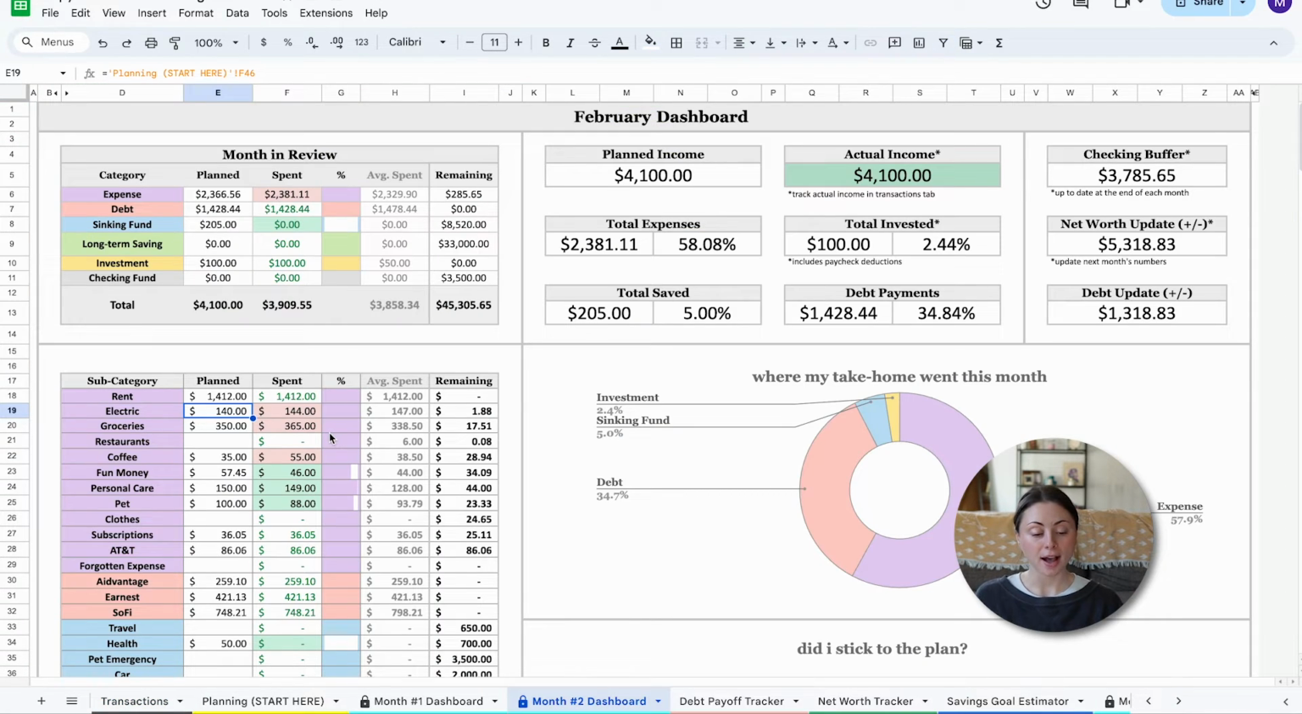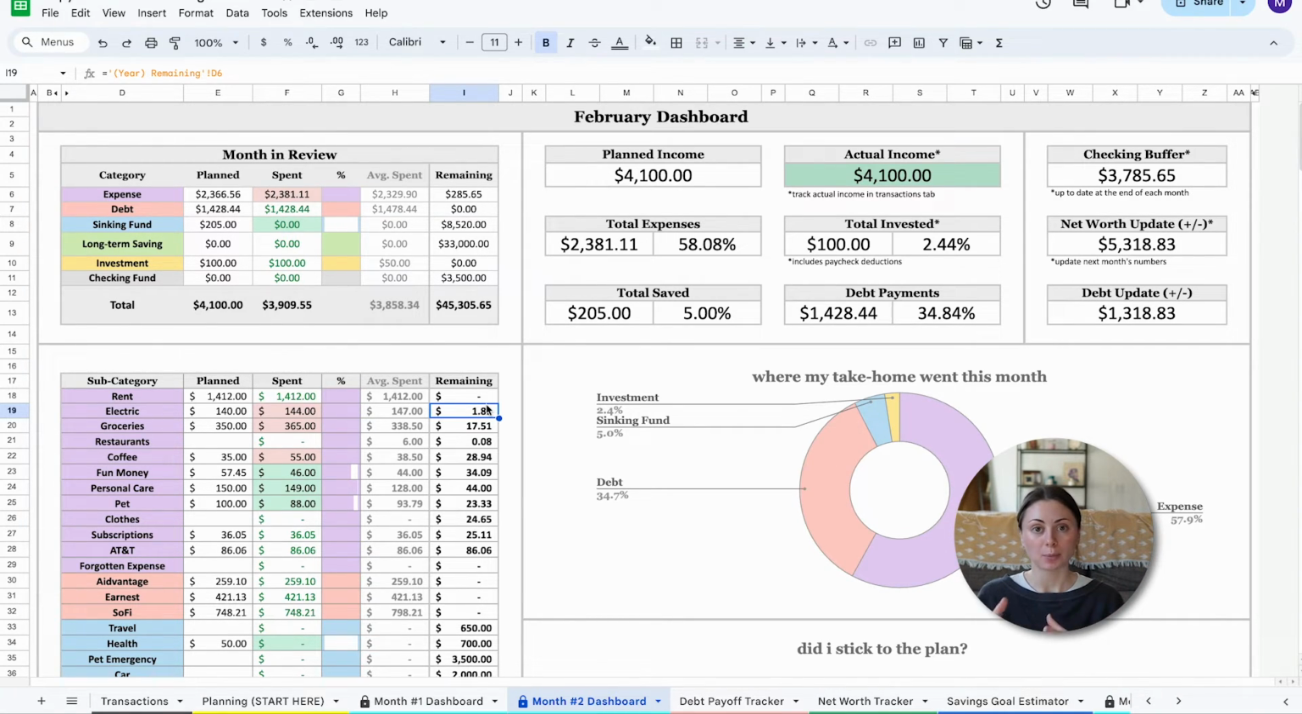One other note that I have on this dashboard is you can see here, electric, I planned $140 and I spent $144, but 140 minus 144 equals -4. So why isn't this -4? Well, all of the remaining items are rolling totals. So this takes what was remaining in the last month and it adds to the remaining for this month. And same with your starting month.